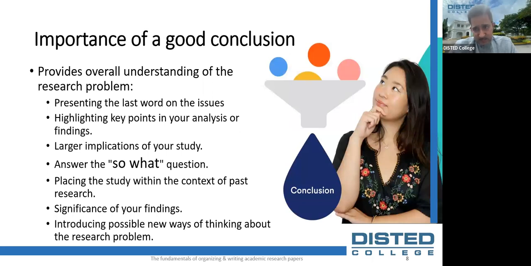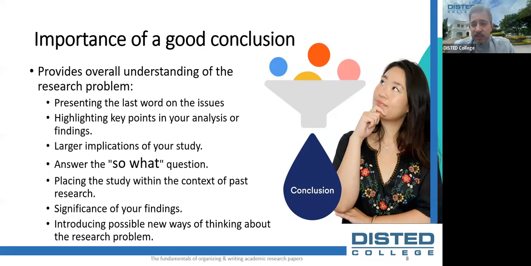So why is it important to have a good conclusion? A good conclusion provides several important opportunities to demonstrate your overall understanding of the research problem to the reader. This includes a few important things. The first is presenting the last word on the issues that you raised in your paper. If you remember, just as the introduction gives a first impression to the reader, the conclusion offers a chance to leave a lasting impression by highlighting key points in your analysis or findings.